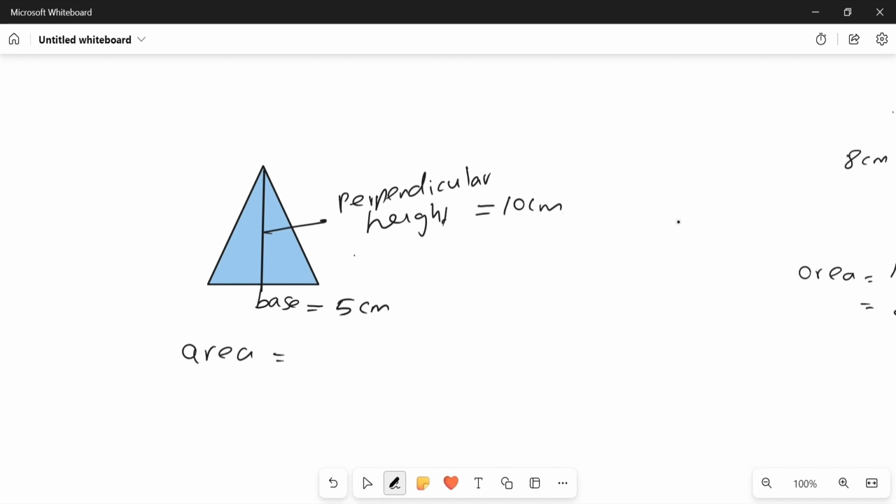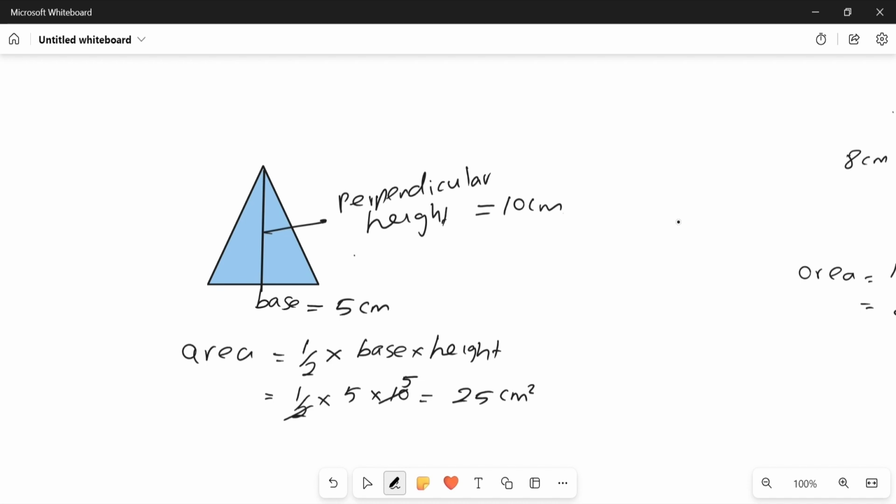is half into base into height. Therefore, half, base is 5 centimeter into height is 10 centimeter. So if you divide 10 by 2, 5 times 5, 25 centimeters. So whenever you find the area of a triangle, remember this formula, half into base into height.